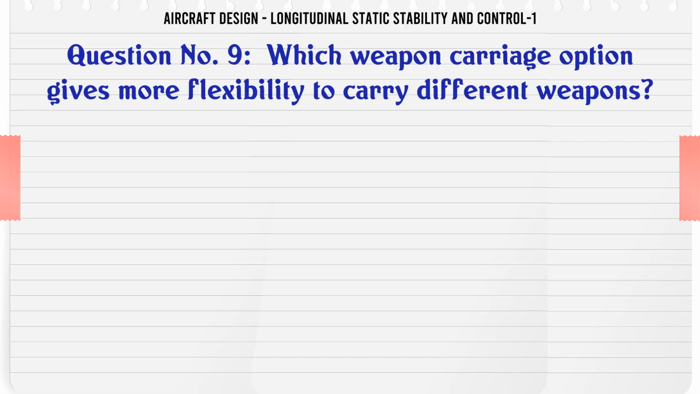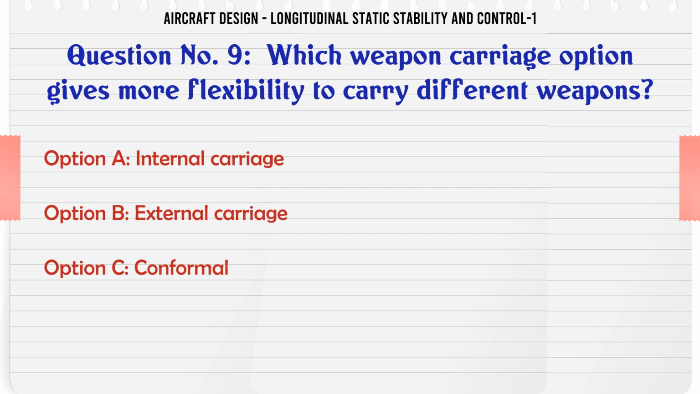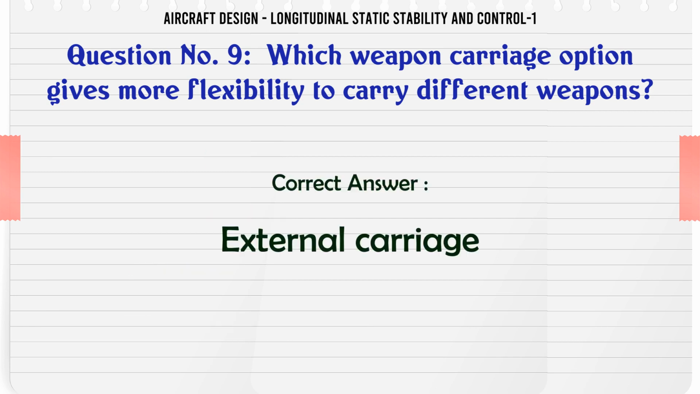Which weapon carriage option gives more flexibility to carry different weapons? A internal carriage, B external carriage, C conformal, D rail launch system always. The correct answer is external carriage.